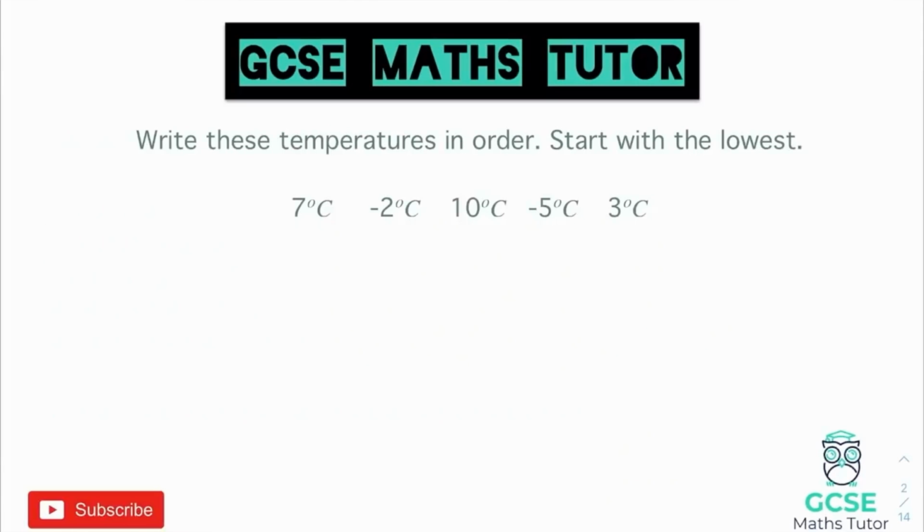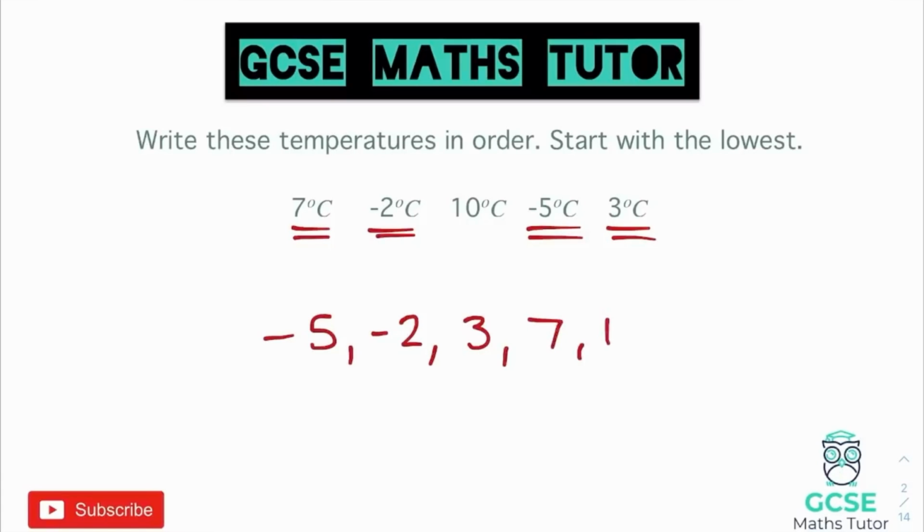Okay, so writing these temperatures in order of size. Now we've got negative numbers involved in here as well, so we're looking at ordering integers, and we're looking at negative numbers. So we're going to start with the biggest negative, and that is the -5. So we'd write the -5 first, then we're going to look for the next biggest negative, which is -2, and that's the last of our negative numbers. So we're going to find our smallest positive number, which is 3 degrees. Then we're going to find our next smallest, which is the 7, and finish off with our 10. So don't forget, when you are ordering numbers and you have negatives involved, you're just going to look for that biggest negative to start with, which in this case was -5. And there we go, that's ordering some negative numbers.